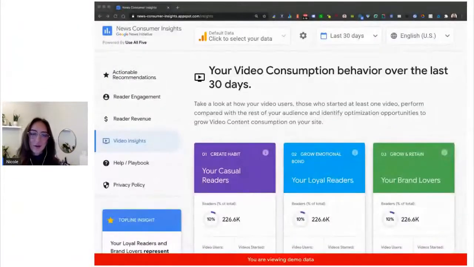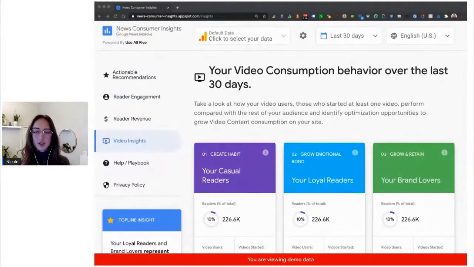So I'm going to talk a little bit about the video insights now, and we're really excited to announce the launch of the new video section in this version of our NCI tool. And so the section of the tool does require the news tagging guide, as we have mentioned before. So it's the news tagging guide video insights component, which will allow you to transfer your video player's data to Google Analytics for us to analyze in the news consumer insights tool.